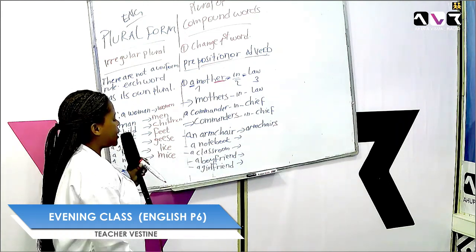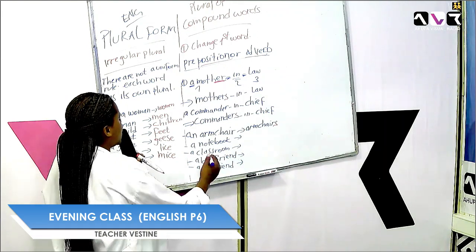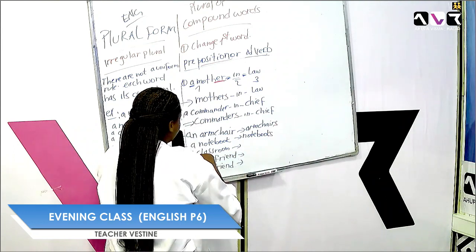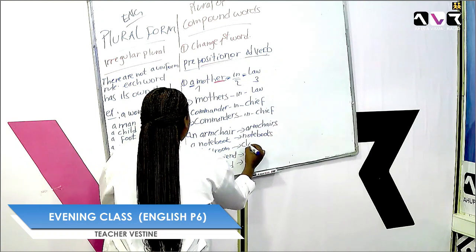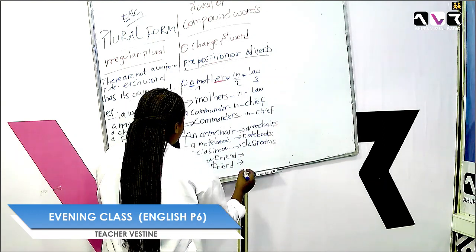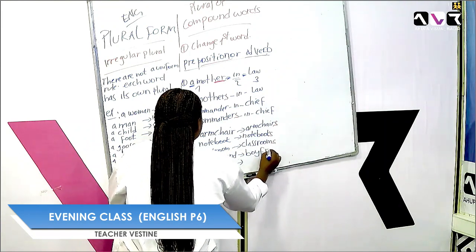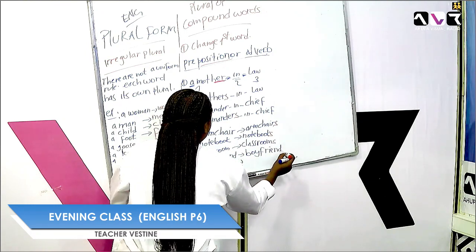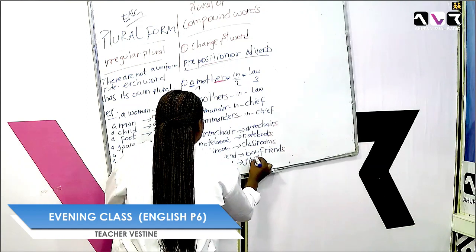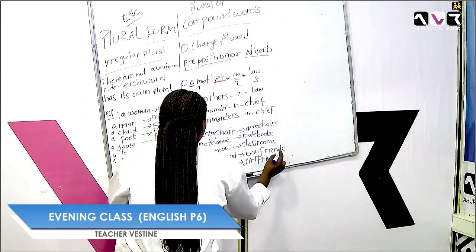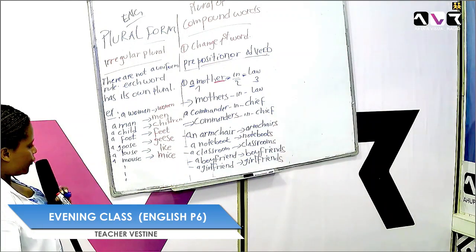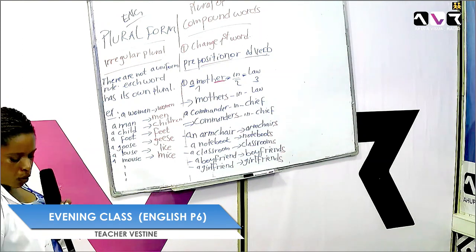Here you have a notebook. As we say a book, and books, we say notebooks. A classroom, and we say classrooms when you have more than one. A boyfriend, when there are more than one, we say boyfriends. A girlfriend, girlfriends. One girlfriend, two girlfriends. One boyfriend, two boyfriends.